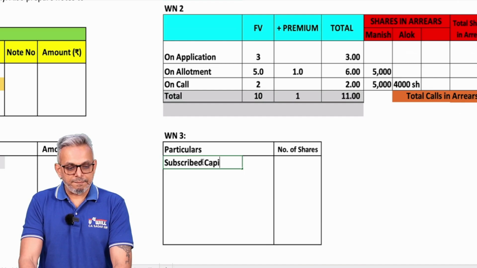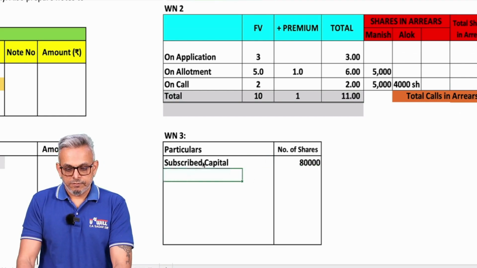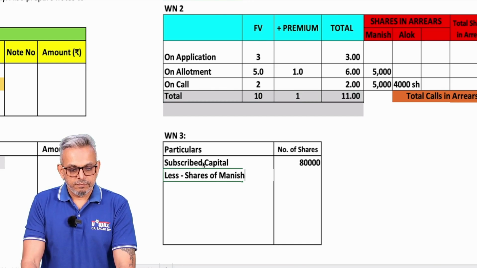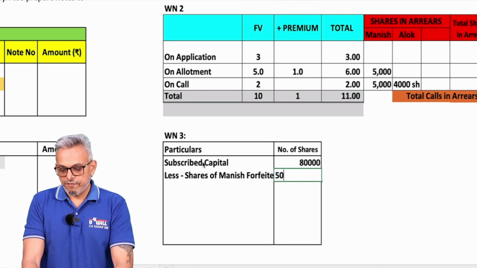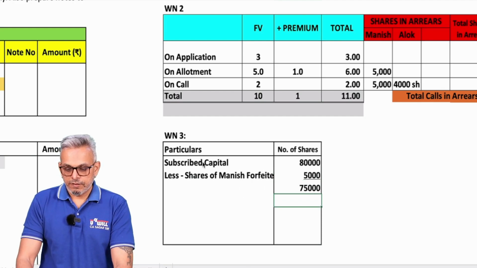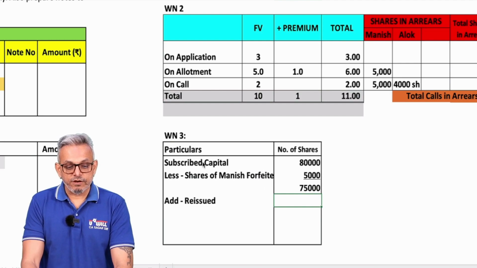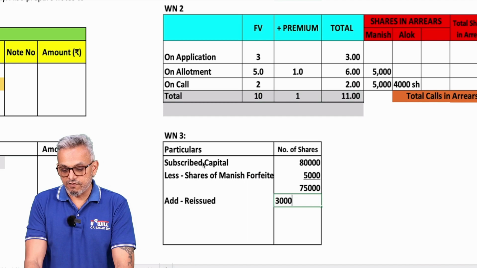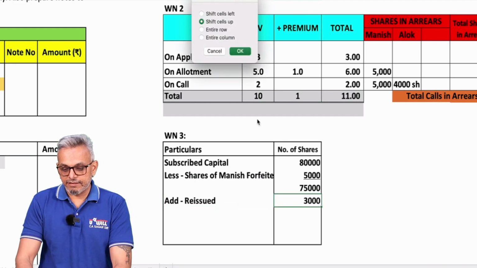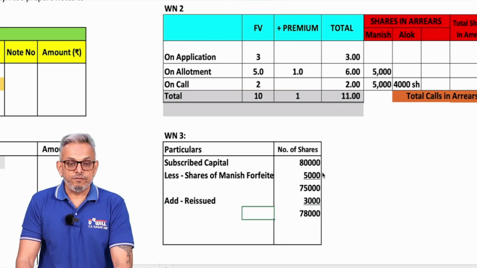Subscribed capital, number of shares, 80,000. Less shares of Manish forfeited, 5,000 shares. So remaining 75,000 shares, plus we'll add reissued. How many shares did we reissue out of 5,000? Out of 5,000 shares, we reissued 3,000 shares. So the total now comes to 78,000. So 78,000 are the shares which are fully paid up.